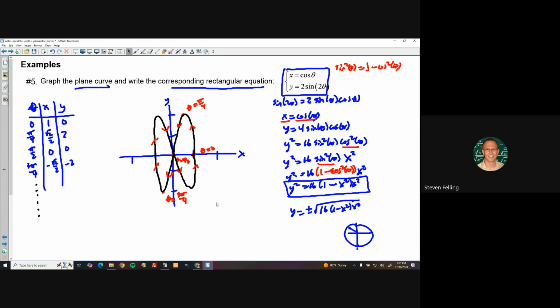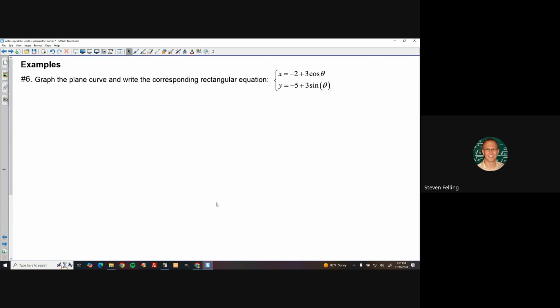Okay, so there's the first additional example. Let's do another one. Graph this plane curve and write the corresponding rectangular curves now, or equations. Now in this one, I think we can do this one without a calculator pretty quickly, because I've got sines and cosines of just theta.